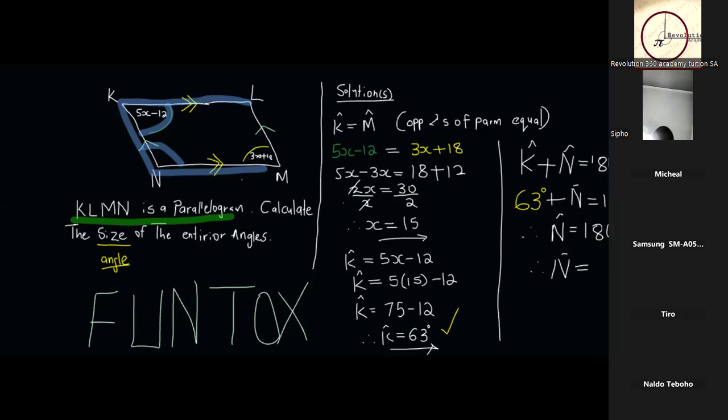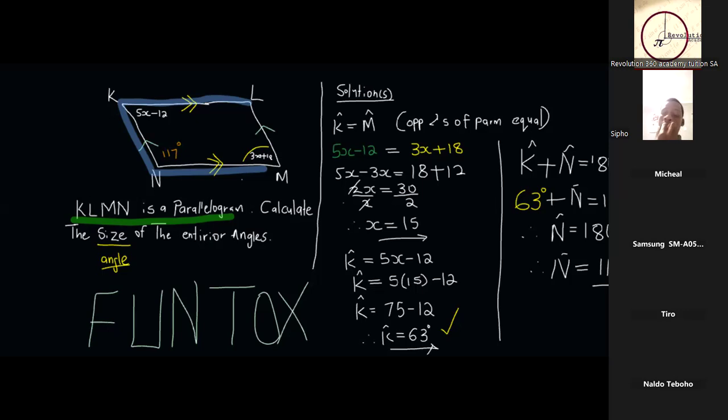So we recently got the size of angle N, we got 117. By just looking at this, I'm now seeing three ways in which I can calculate the size of angle L. But before you find angle L, let's find angle M because it's straightforward. M is equal to 3x plus 18. With regards to angle L, I'm seeing three ways in which you can solve that. I'm going to show you, don't worry.